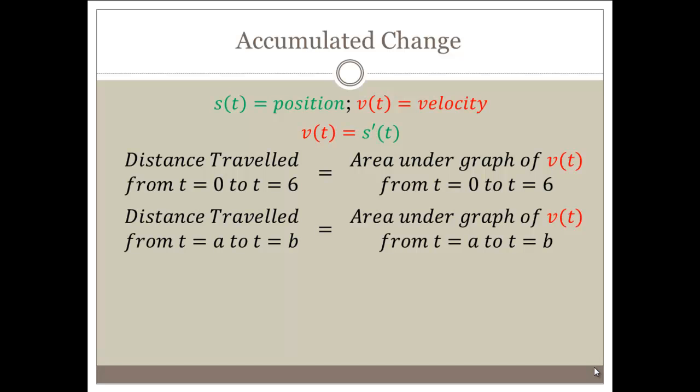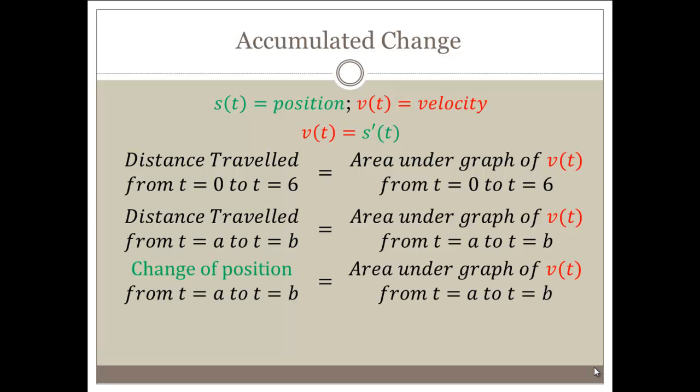In general, the distance traveled from t equals a to t equals b can be found as the area under the graph of v of t from t equals a to t equals b, for any time interval from a to b. In other words, our change in position from t equals a to t equals b is the area under the graph of v of t from t equals a to t equals b.